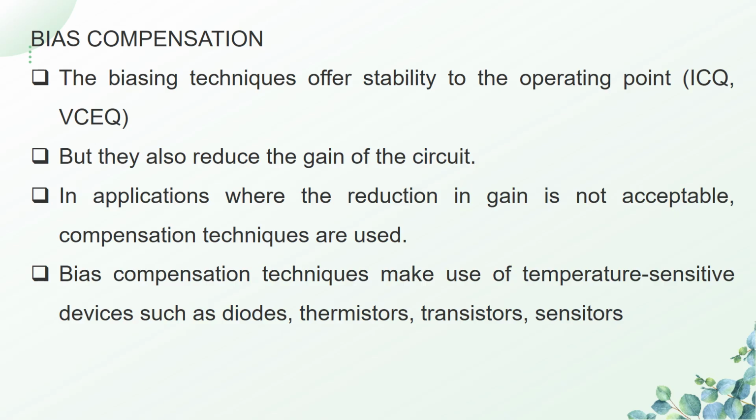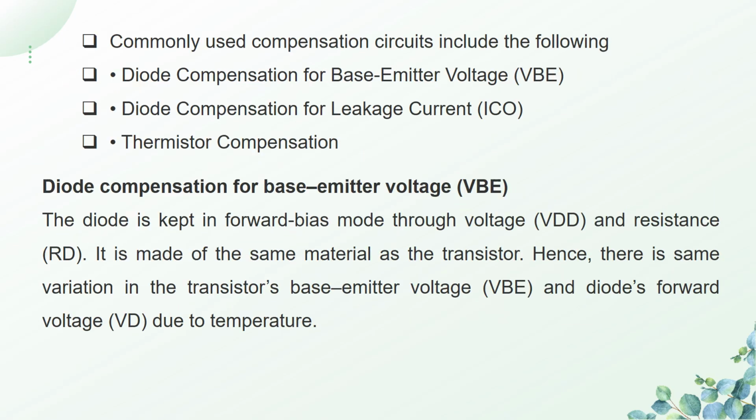Bias compensation techniques make use of temperature sensitive devices such as diodes, thermistors, transistors, sensistors, etc. There are several commonly used compensation techniques such as diode compensation for base emitter voltage, diode compensation for leakage current ICO, and thermistor compensation. Now let's see it one by one. The first method of compensation we are going to see is diode compensation for base emitter voltage.